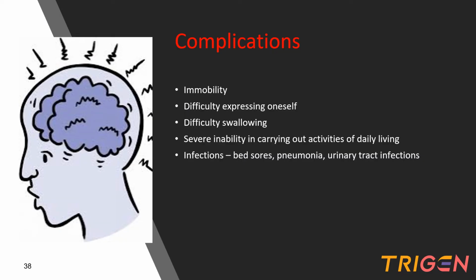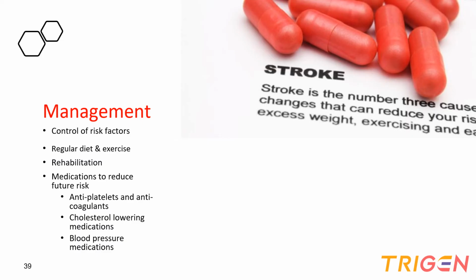Complications of stroke can be detrimental. Residents may be bedbound or impaired in their activities of daily living. They may have difficulty expressing themselves or swallowing. They are at risk of developing bed sores or lung infections. There are also medications such as blood thinning medications and cholesterol-lowering medications to reduce future risk of strokes as well.